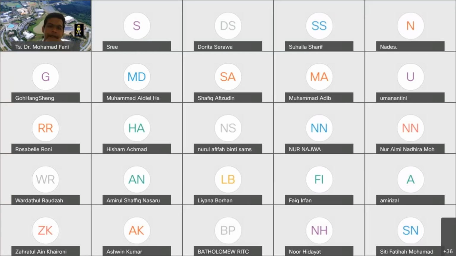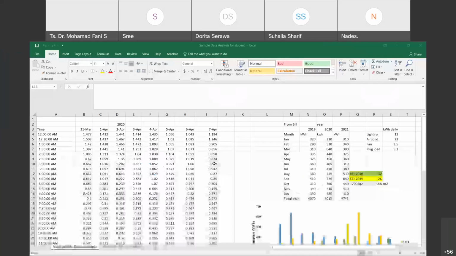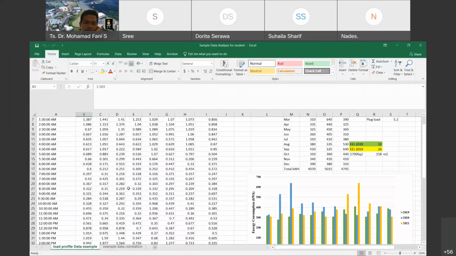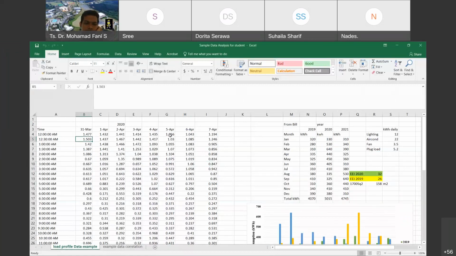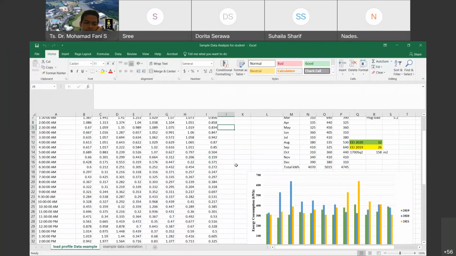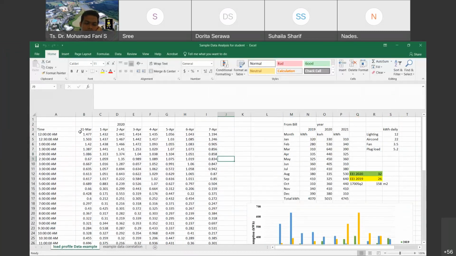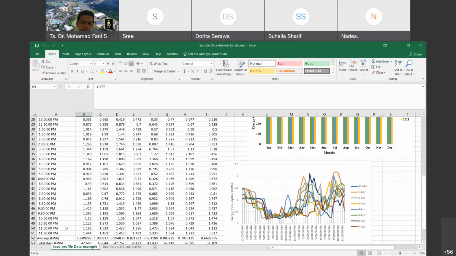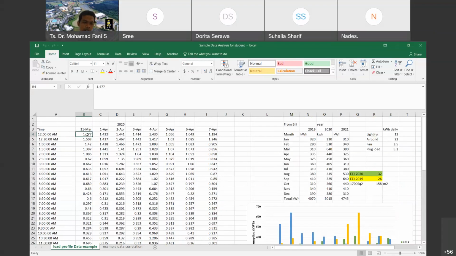Okay, for example here. This 7 days data, or at least 1 week of data, you can download from the TNB smart meter to get the energy consumption data every 30 minutes, starting from 12 a.m. until 11:30 p.m. So this one is 24 hours data.